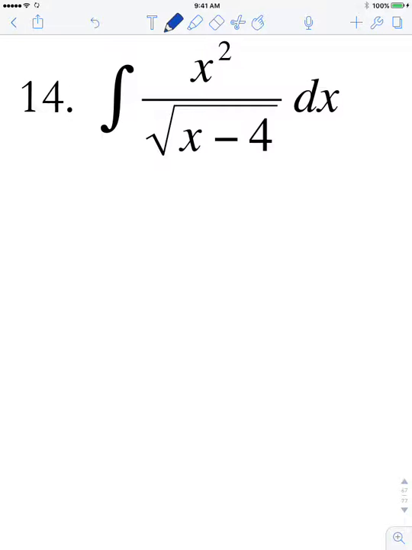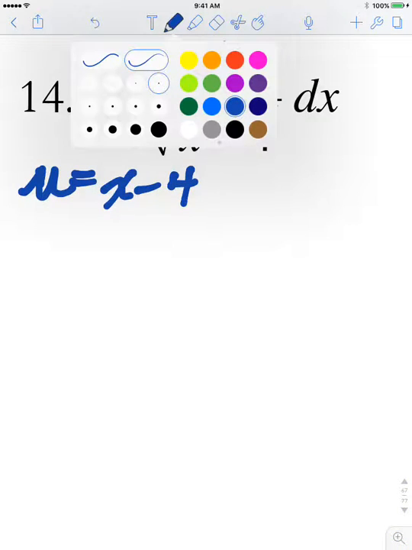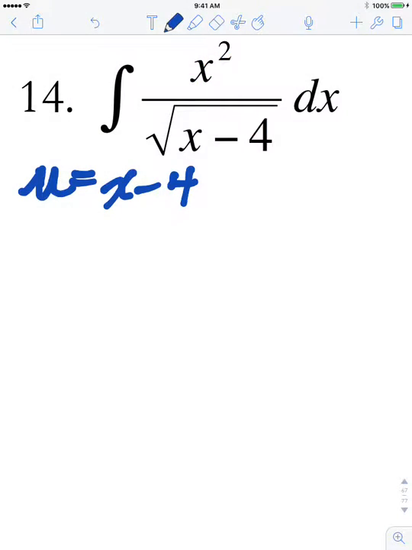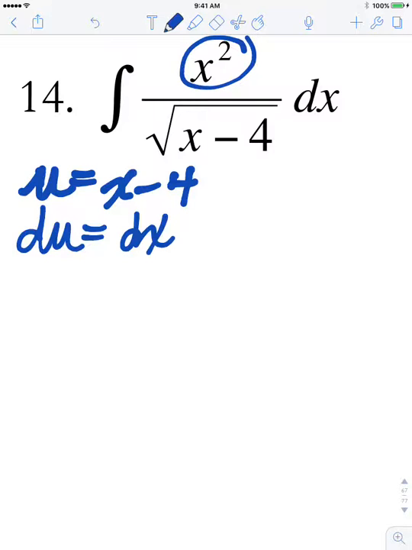So I'm going to make u x minus 4. And the question is, well, how do you know it's x minus 4 and not x squared? Generally speaking, if I made u x squared, then du would be 2x dx, and that really doesn't help me much. So if I make u x minus 4, and du is just dx, it still doesn't take care of this, right?